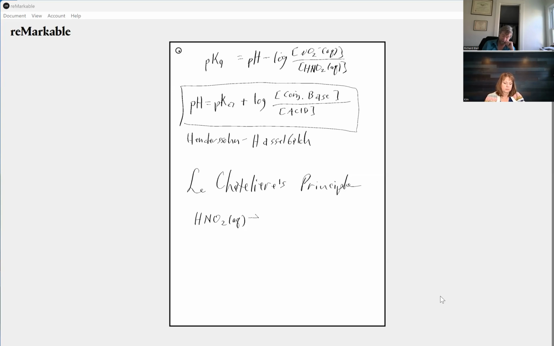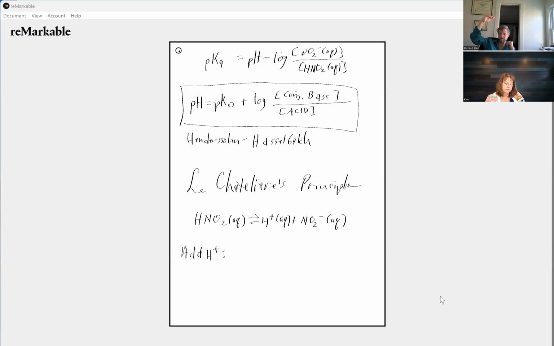Going back to our weak acid here, this is the equilibrium we started out with. And we talk about shifting the equilibrium to the left or to the right. So let's add a stress to this system. Suppose we add a little bit of acid from another source. How is that going to affect our equilibrium? Well, if we add an acid, we are increasing the concentration of H+. That concentration is going to go up.